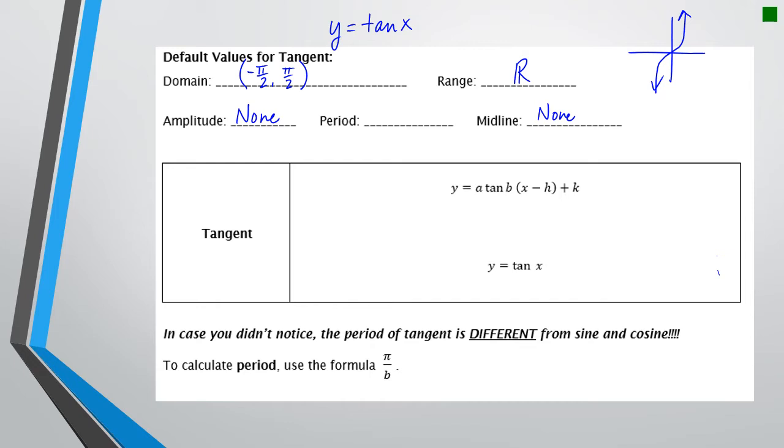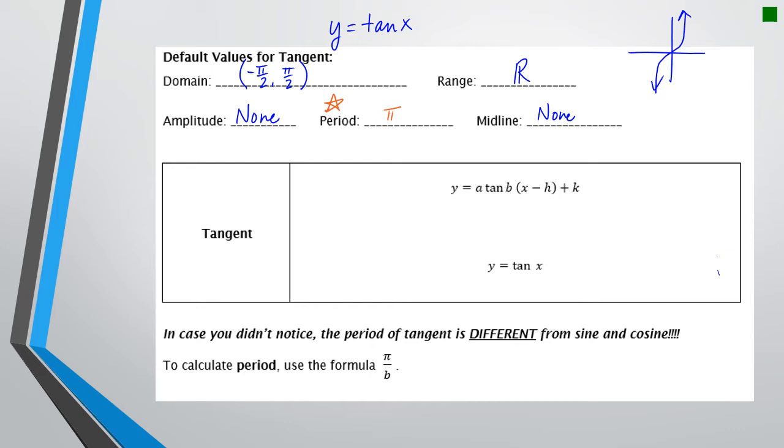Now the period, I'm going to put a star next to this one because the period is different than it is for sine and cosine. The period for sine and cosine was 2 pi. The period of tangent is only pi. So that's something that's going to be a little bit different that you're going to have to be careful to remember that it is different.